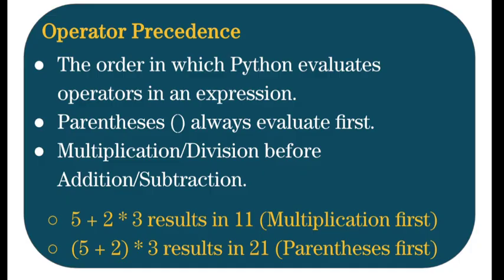So this is the order in which Python evaluates operators in this expression. If you want to calculate 5 plus 2 first and then multiply by 3, then we need to give parentheses in that expression, as shown here.